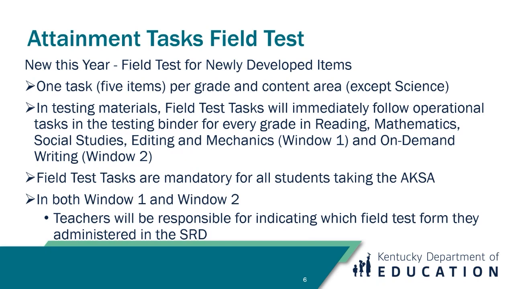For each content area that the student is assessed based on their grade level, there will be one field test task administered. The exception is science, as new standards were released in July 2023 for instructional purposes in the 2023-2024 school year. For example, in Window 1, a 4th grade student would field test one task in reading and another in mathematics, whereas a 5th grader would field test one task in each of the following: reading, mathematics, social studies, and editing and mechanics.